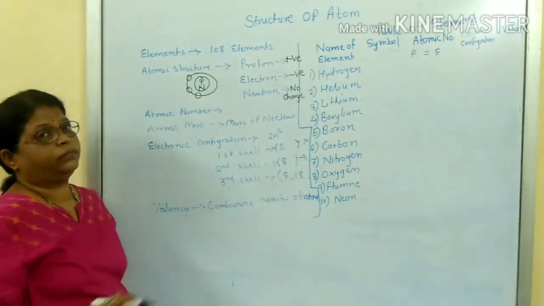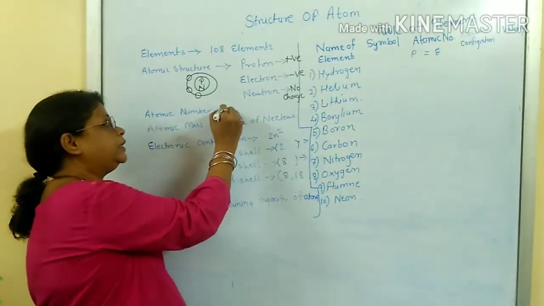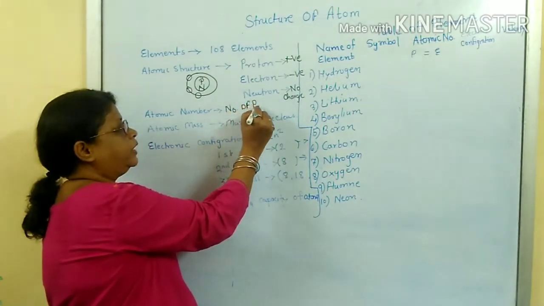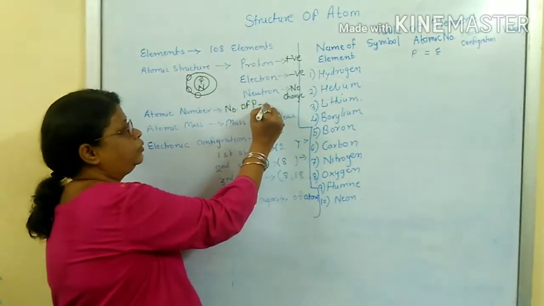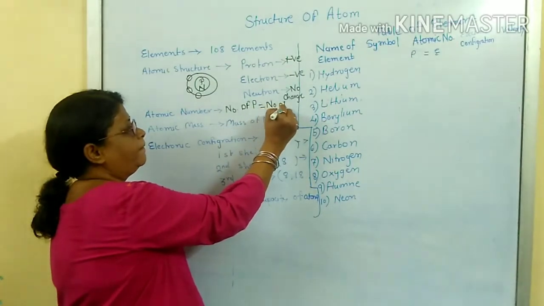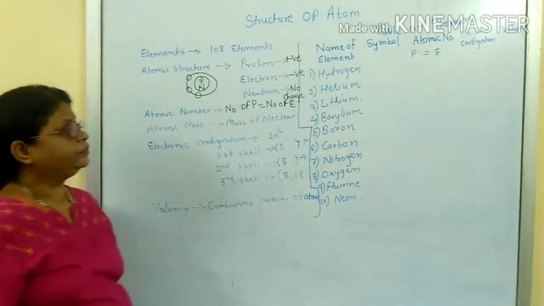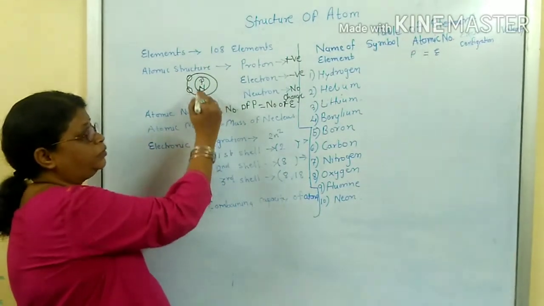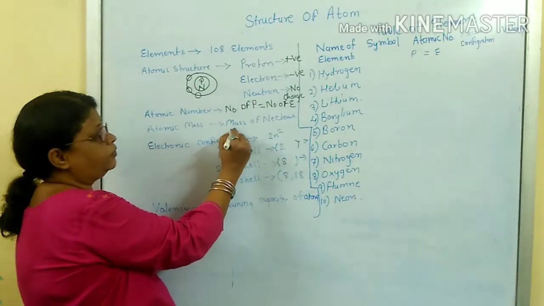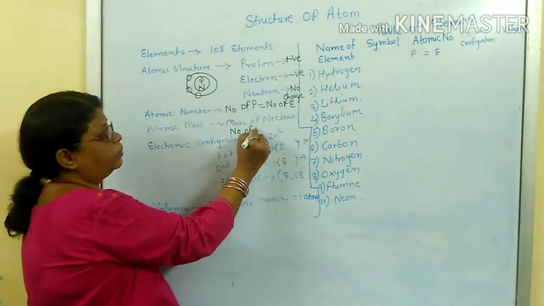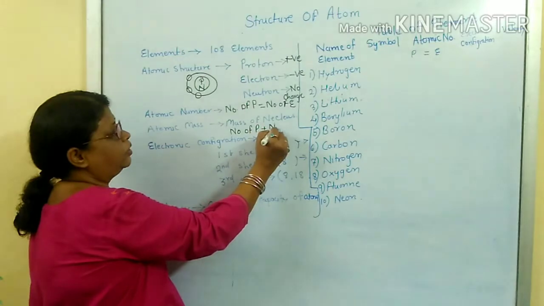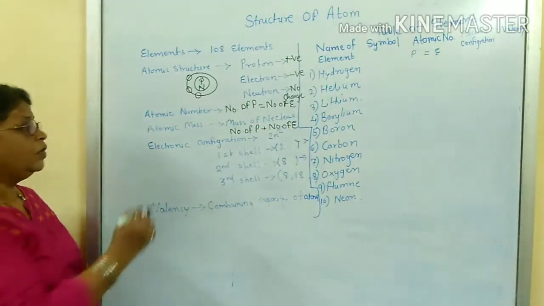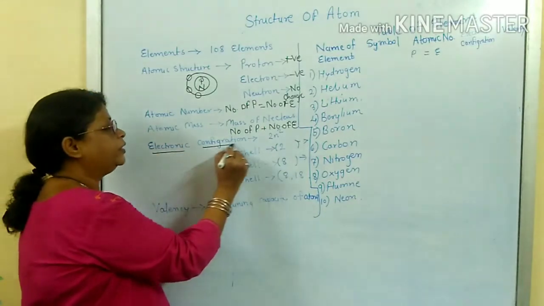Now what is atomic number? Atomic number is the number of protons, which is equal to the number of electrons. Then what is atomic mass? That is the mass of the nucleus, that is the number of protons plus the number of neutrons.